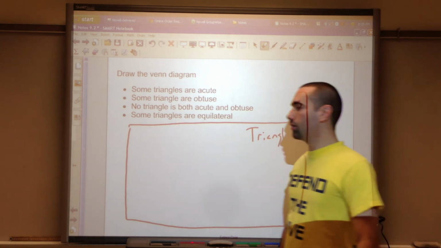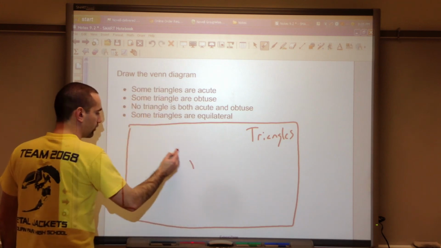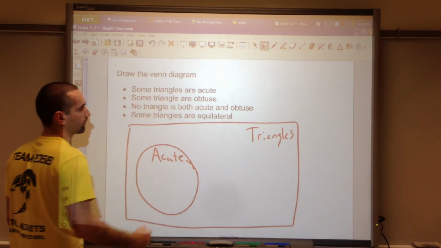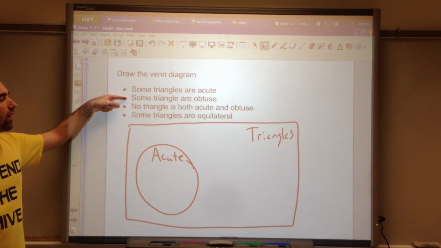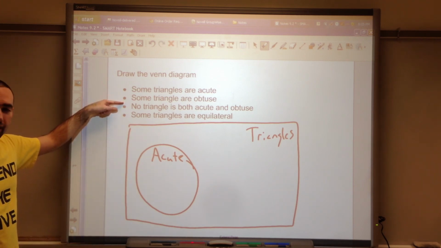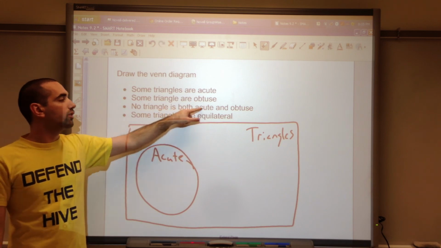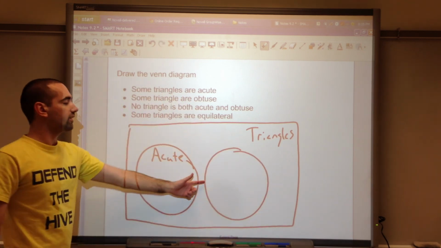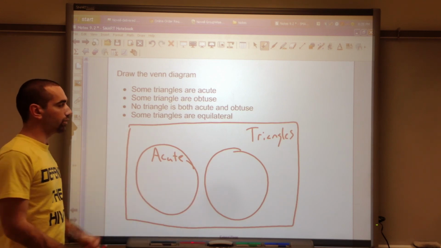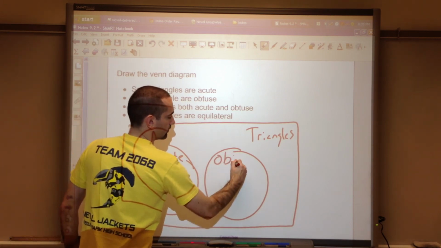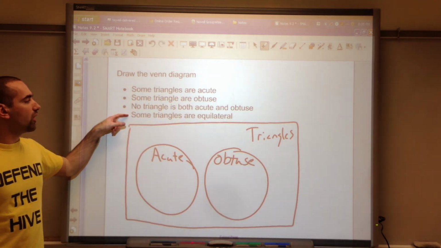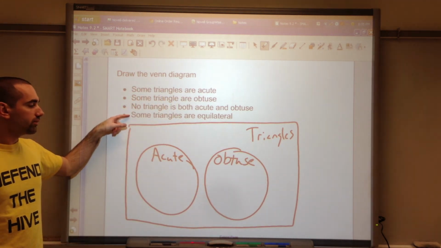Some triangles are acute. Okay, so I'm going to draw a circle, label it acute. Some triangles are obtuse. But notice the next statement, no triangle is both acute and obtuse. So my obtuse circle doesn't intersect with the acute. Some triangles are equilateral.